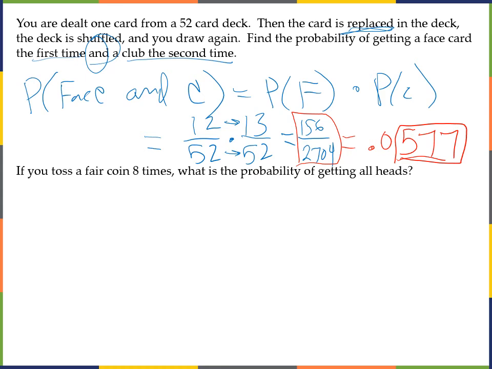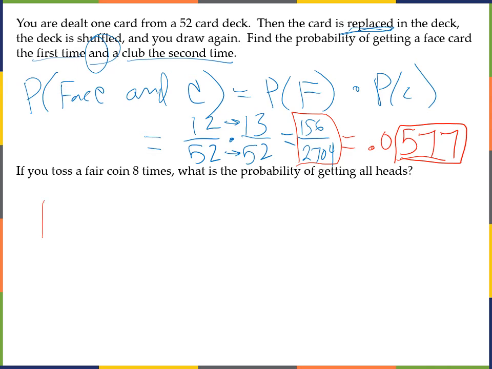All right, let's look at the next one. If you toss a fair coin 8 times, what's the probability of getting all heads? All right, well, think about it. If you flip a coin, then flip a coin again, then flip a coin again. Every time you flip it, is what happened before that going to affect the next one? No, right? They're all independent flips. I can get heads on the first and heads on the second, and they have nothing to do with one another. All right? So in this case, it's independent again.